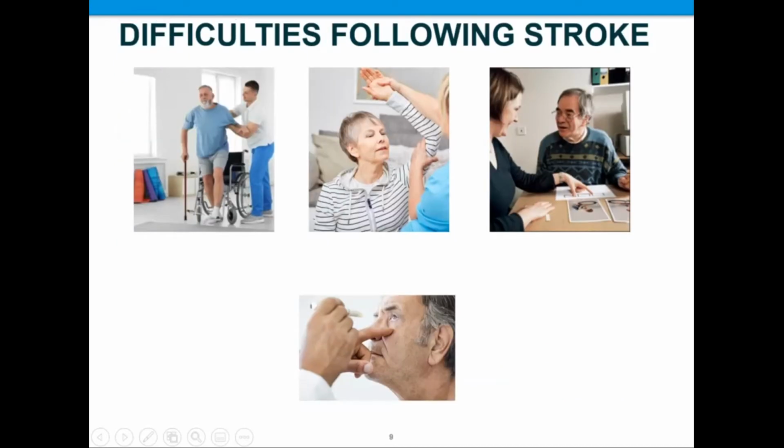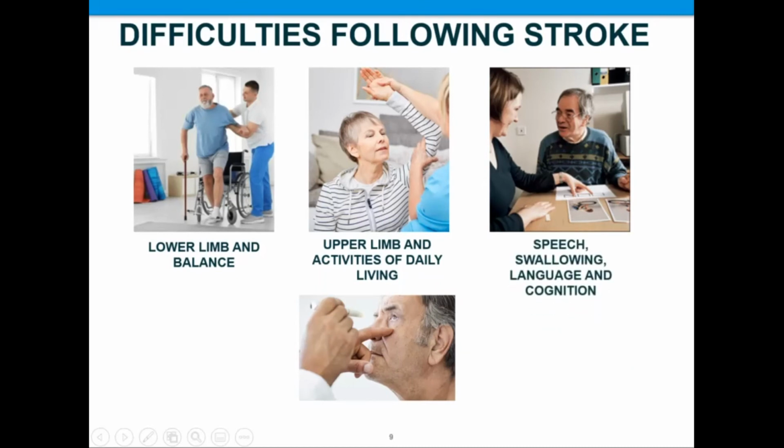Difficulties following stroke can vary and are largely determined by the location and size of the stroke. These include difficulties with lower limbs and balance, deficits of the upper limb and with activities of daily living, impairments of speech, swallowing, language ability, and cognition or thinking skills, and difficulties with vision. We will be looking at each of these areas in parts 2 and 3 of this video series.